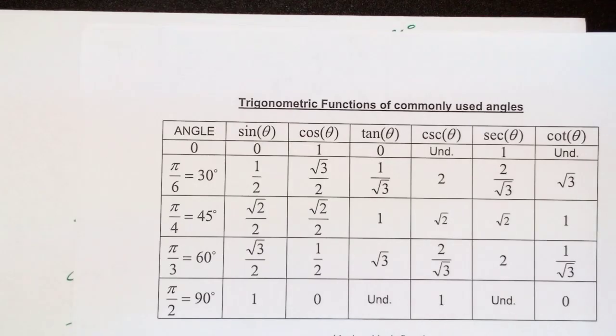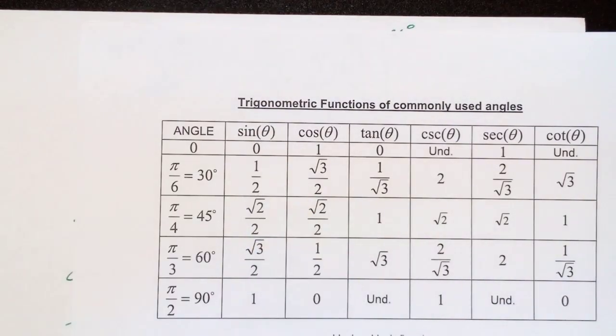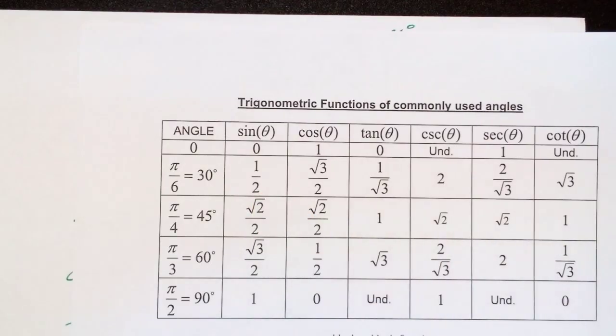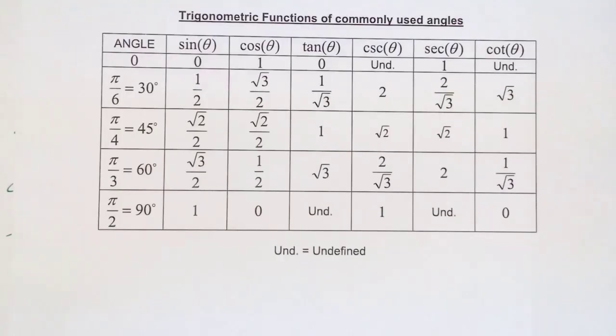0 divided by 2 is 0. 1 divided by 2. 2, take the square root. Square root of 2 divided by 2. Square root of 3 divided by 2. What's square root of 4? 2 divided by 2 is 1. Sine goes up, cosine goes down. Tangent is sine over cosine. If I know sine and cosine, I know the rest of those. Secant is 1 over cosine.